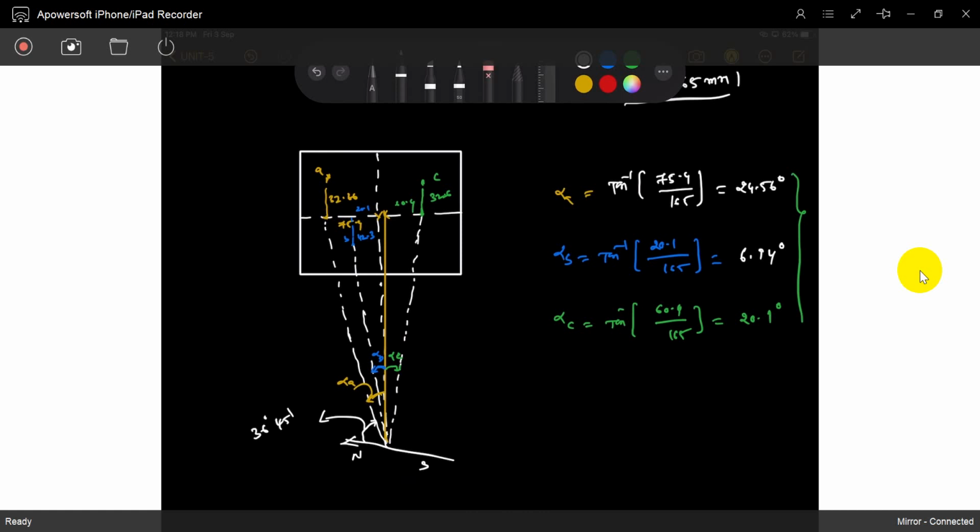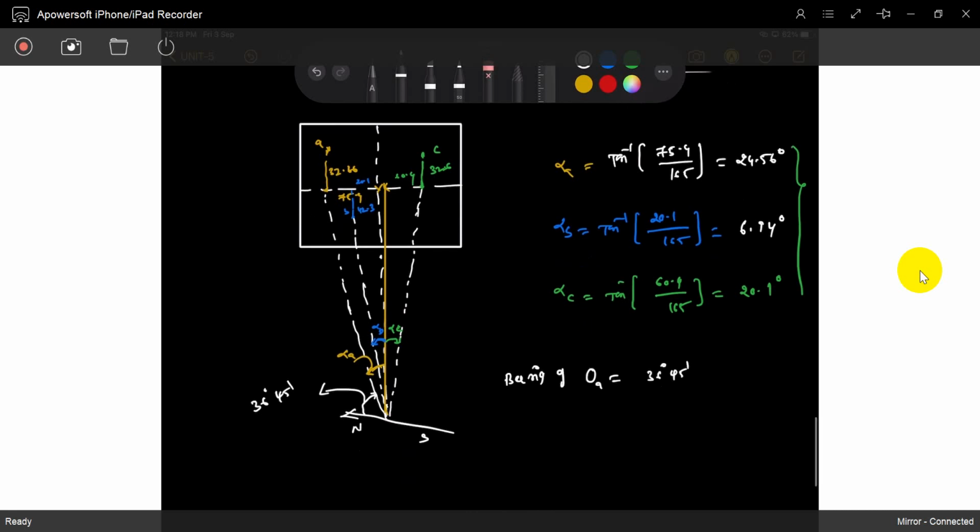So now you can easily find out the horizontal bearing of OA. The bearing of OA is already given: 36 degrees 45 minutes. Now you can easily find out the bearing of OB. What is the bearing of OB?